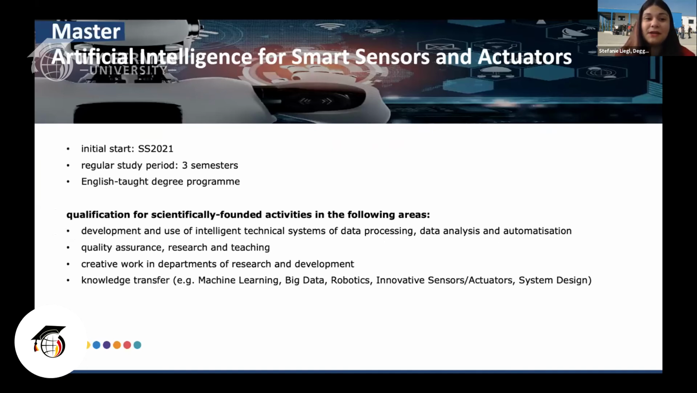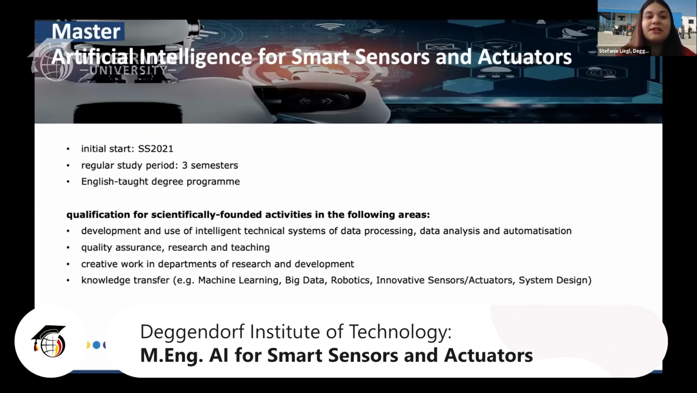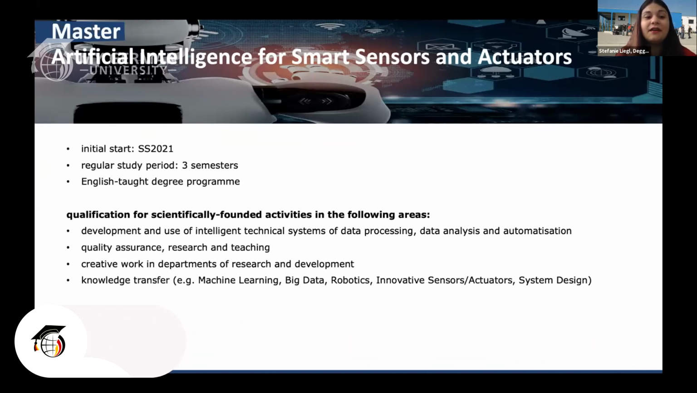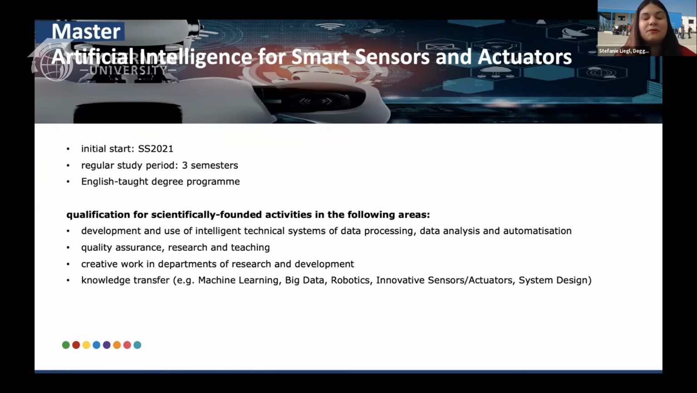About this program especially, we have initially started the program last summer semester, and you have 3 semesters in order to study this program for the regular period, but we have experienced that many international students seek to extend their study time as much as possible, which is why you can write your master thesis until the end of your 5th semester. If you want, you can extend by 2 semesters, and you can extend by another 2 semesters if you choose to do a sabbatical semester.